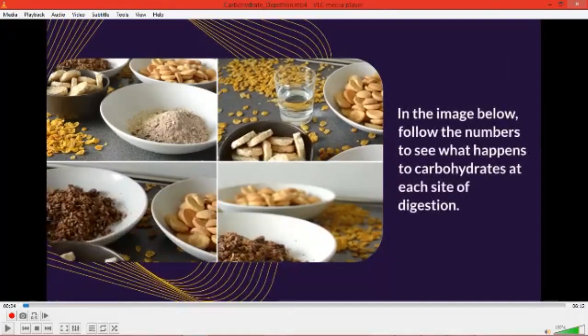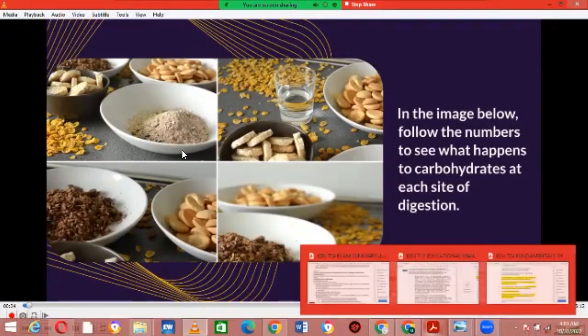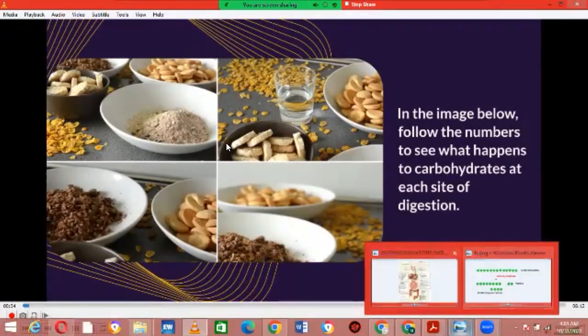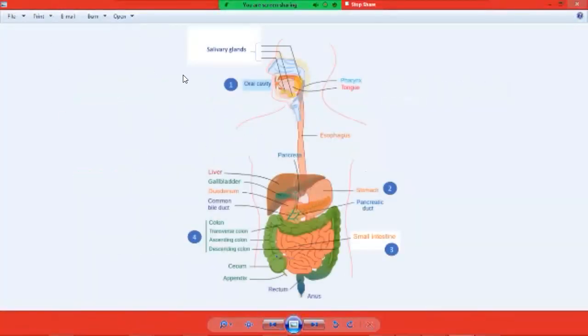The image shown below shows what? Follow the numbers to see what happens to carbohydrate at each site of digestion. This is the image I'm talking about. Now this is our digestive system, and at every point you see, point 1, point 2, point 3 and point 4, those are the points where digestion of carbohydrate takes place. So the first stage of digestion in carbohydrate happens in the mouth.